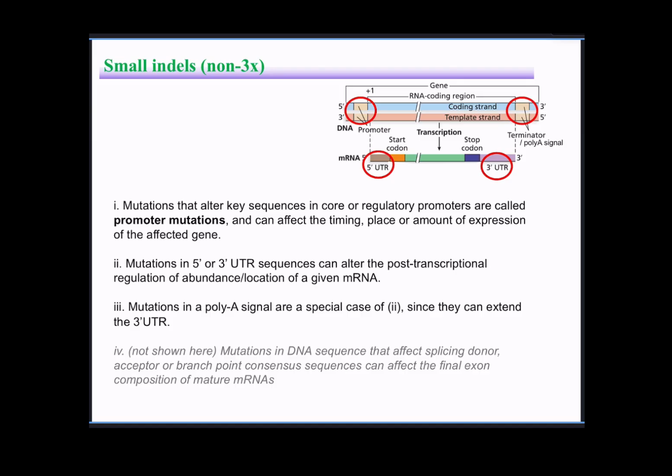Yeah? Then we have here a circle around the terminator or the poly-A signal. Now, by definition, these mutations, let's say that a mutation takes out that very specific poly-A signal sequence, the AAUAAA sequence that is the poly-A signal in a eukaryotic gene, or takes out a terminator signal in prokaryotes. That will not affect the sequence of amino acids of the protein because by definition, these things are after the stop codon, right? They're towards the end of the gene.